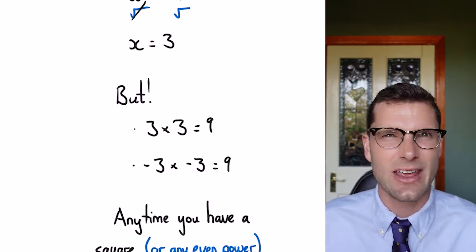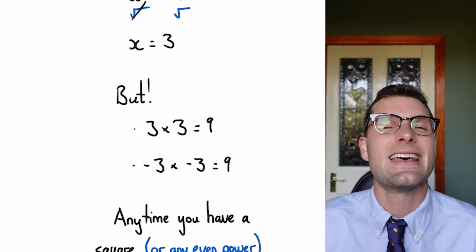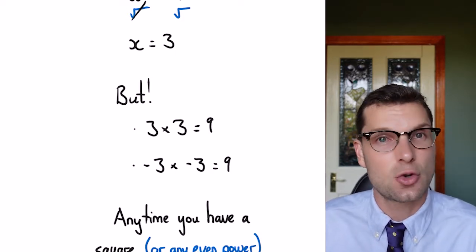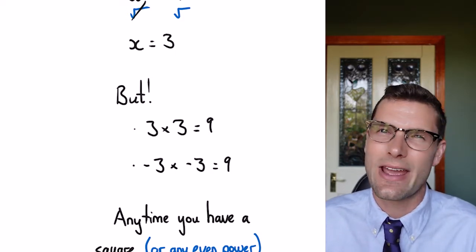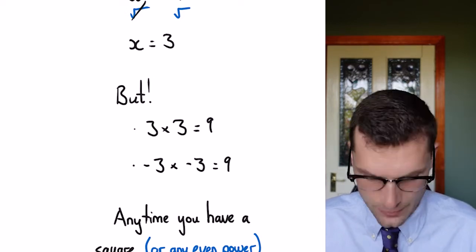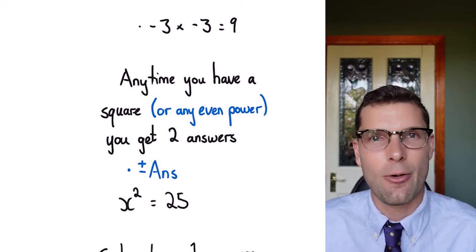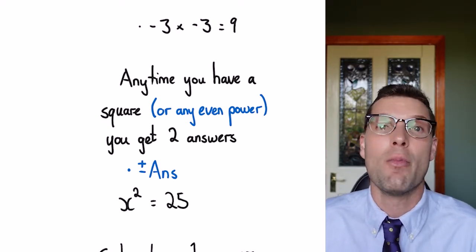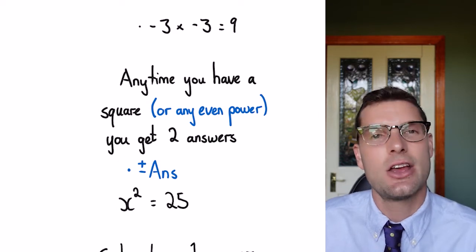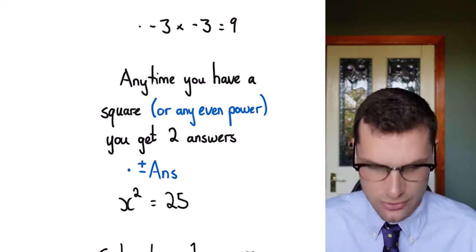So in one question we get two answers. That doesn't make much sense. But the rule of thumb here is that any time you have a squared number or x squared, you are always going to get two answers. And that's really important. So if you write this down here, anytime you have an even power, the two negatives will multiply together to give a positive. So we always have plus and minus whatever the answer is.